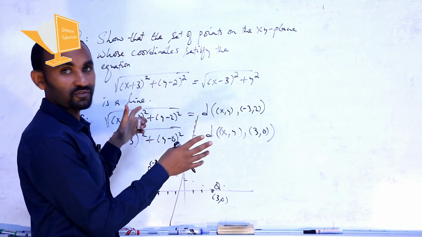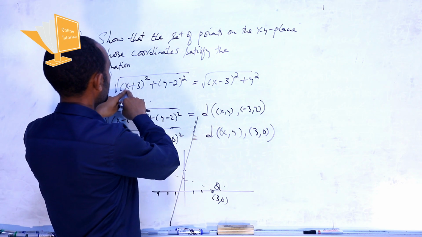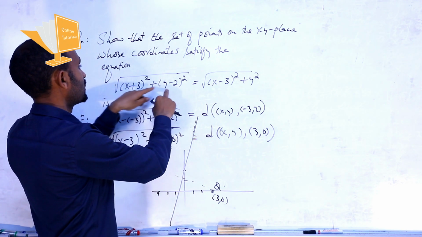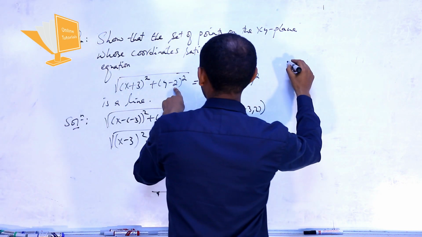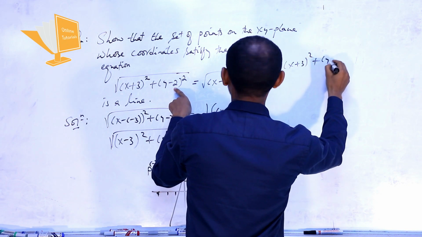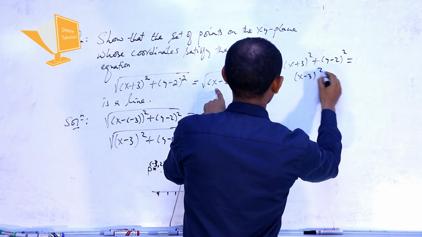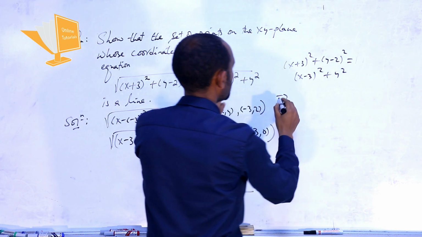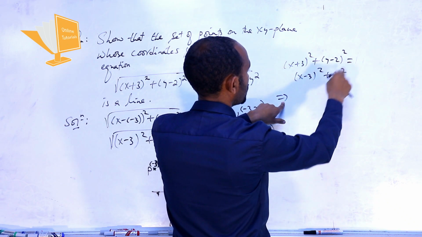To get the equation of this line, just square both sides. Squaring both sides, you will have (x plus 3) whole squared, which is x squared plus 6x plus 9, plus (y minus 2) whole squared, which is y squared minus 4y plus 4, equal to (x minus 3) whole squared plus y squared. And this gives you x squared, which cancels out, and y squared, which cancels out.